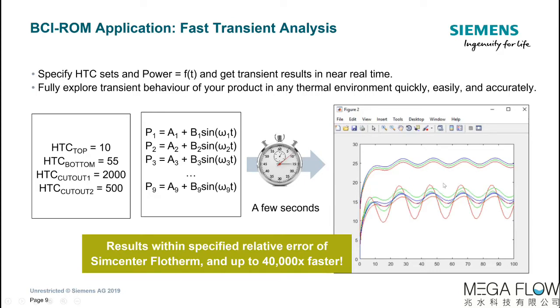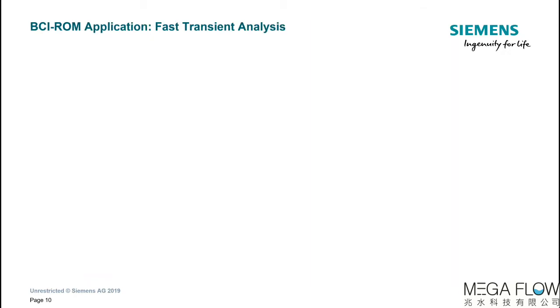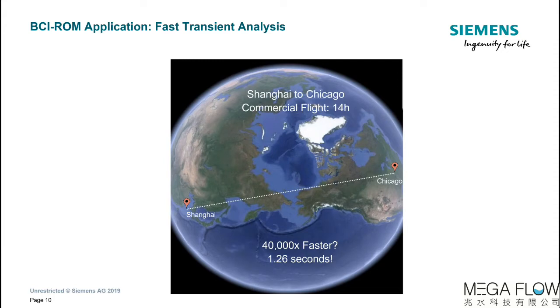The results that appear on screen are going to be within that specified relative error of Simcenter Flotherm, and up to 40,000 times faster. So that was the best improvement in calculation time that we observed. 40,000 times faster, it's a big number, difficult to understand, so we put together this visual aid to help you. So for a long-haul commercial flight, for example, a flight going from Shanghai to Chicago, a commercial flight would take 14 hours. If that went 40,000 times faster, you'd arrive just over 1 second later. So this represents an incredible increase in productivity and time savings when running transient analysis.